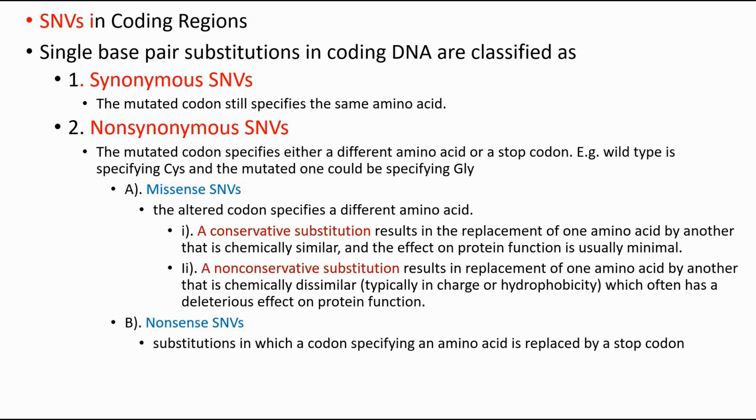However, on the other hand, a non-conservative substitution results in the replacement of one amino acid by another that is chemically dissimilar, which often has a deleterious effect on protein function. Now let's understand each of these types of SNVs by examples.